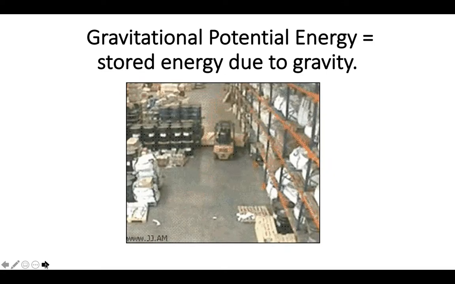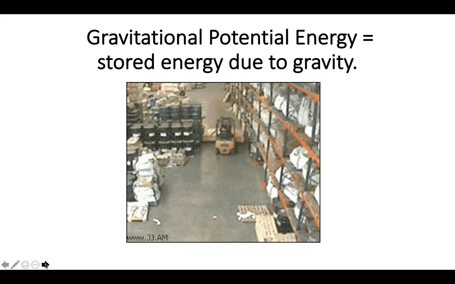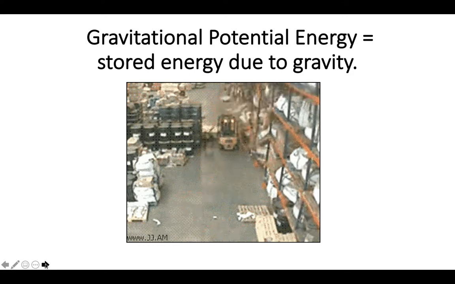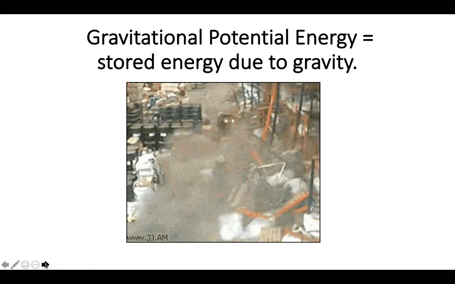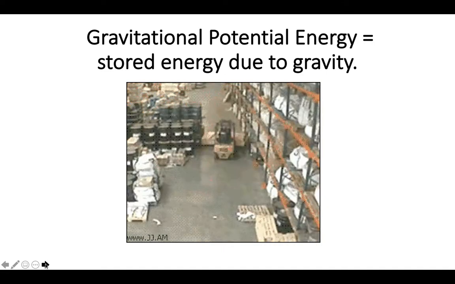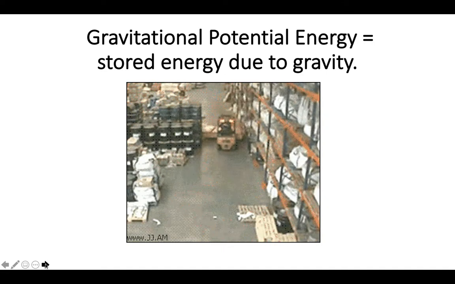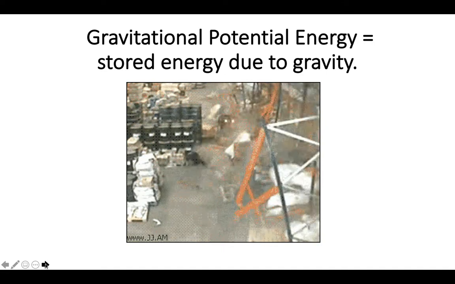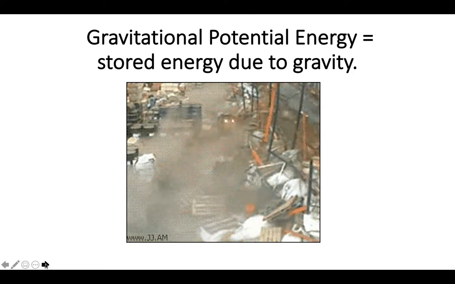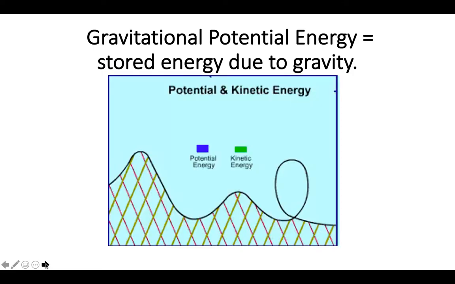Here's another example. Look at these tall shelves. Do you think there's a lot of potential energy here, specifically gravitational potential energy? Sure there is. What could gravity do with all those things on high shelves? Well, it would pull them down towards the ground. Watch what happens when we bump it just a little bit. Great example of some gravitational potential energy. Gravity pulls things down. When they're not moving, they have potential energy. Now it's kinetic because they are moving.